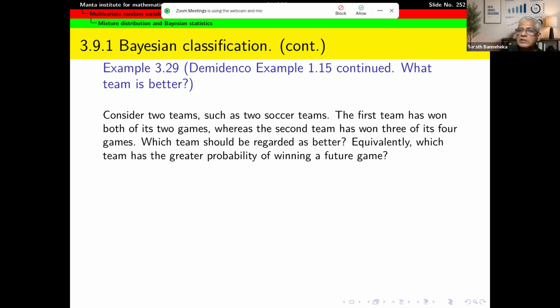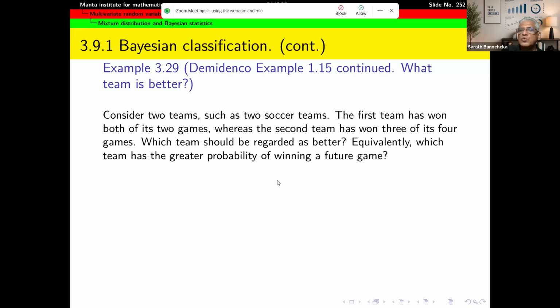And then we looked at another example where we tried to decide out of two teams which team was better based on a very restricted small number of observations. For each team, we had only a few observations from previous games. So based on that, how to decide?